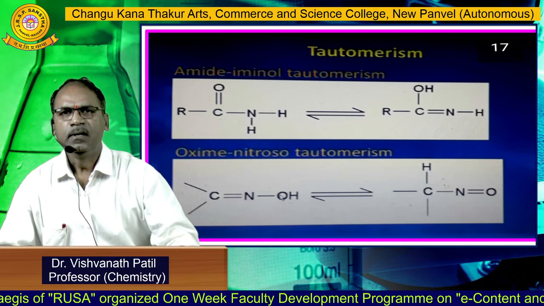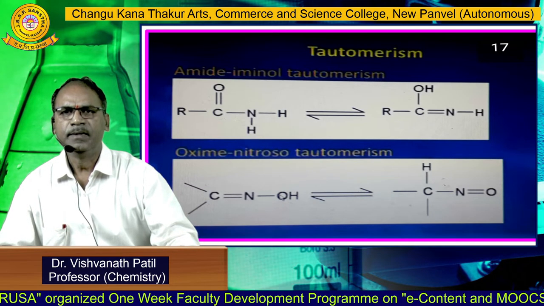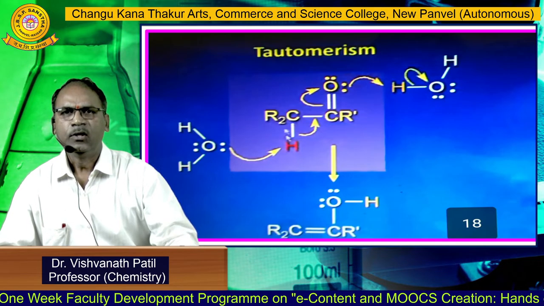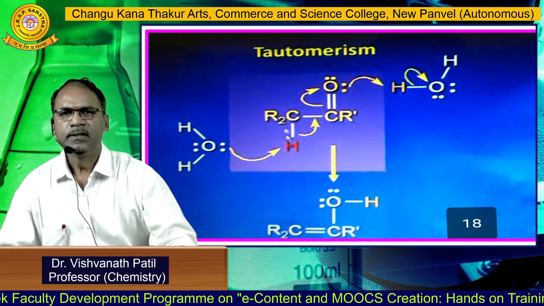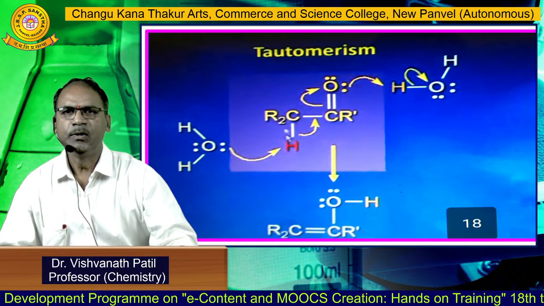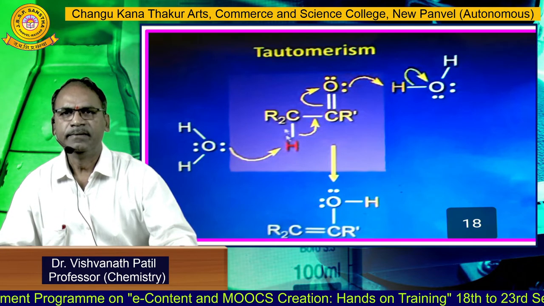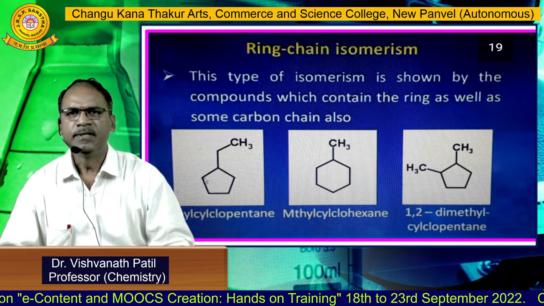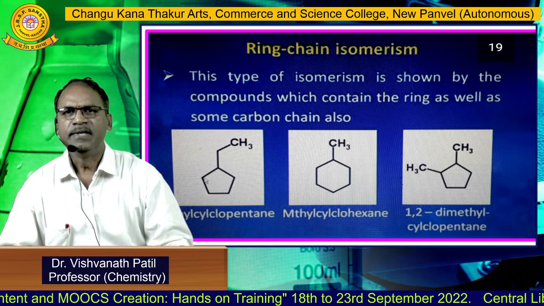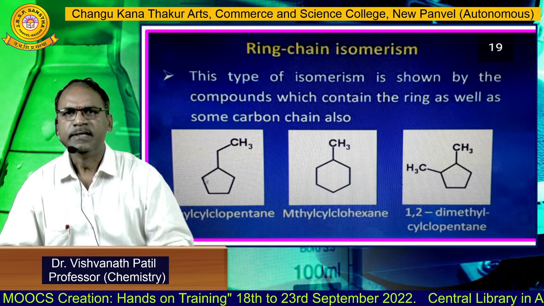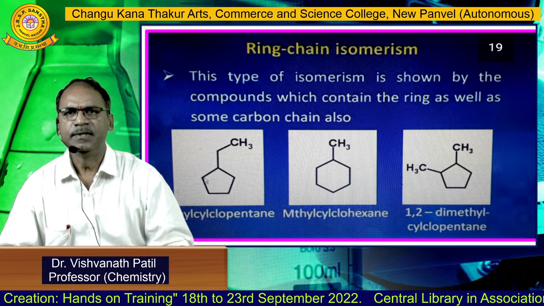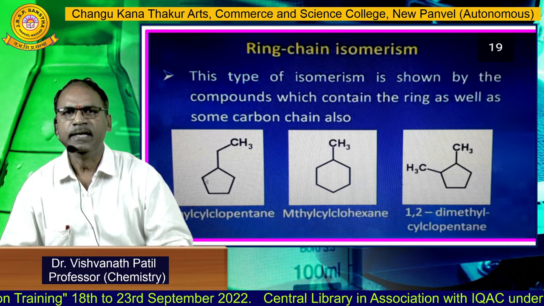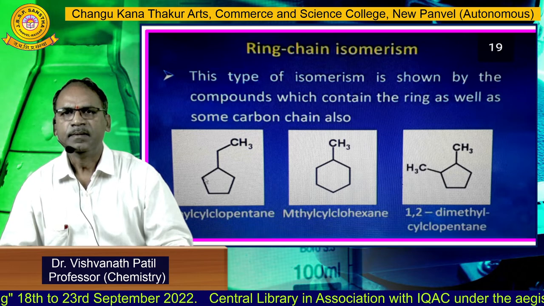This is an example of nitrogen containing compounds, ketone and enol form. Tautomerism is an equilibrium between the keto and enol forms. The mechanism is given. Then ring chain isomerism: one ring with a branched chain, hence it is known as ring chain isomerism. This type of isomerism is shown by compounds which contain a ring as well as some carbon chain.